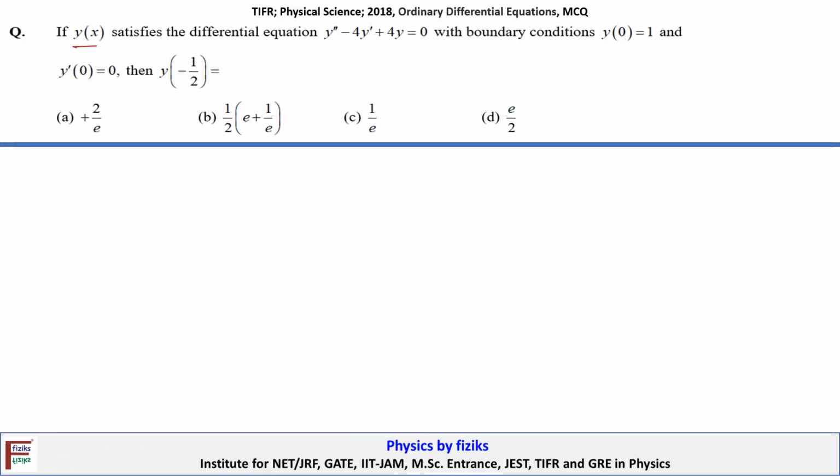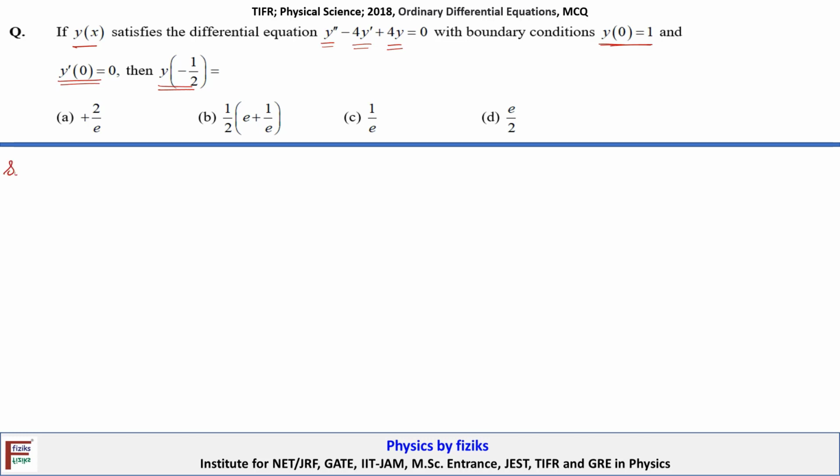If y(x) satisfies the differential equation y'' - 4y' + 4y = 0 with the boundary conditions that y is 1 at x = 0 and y' at x = 0 is 0, then obtain the value of y at x = -1/2.